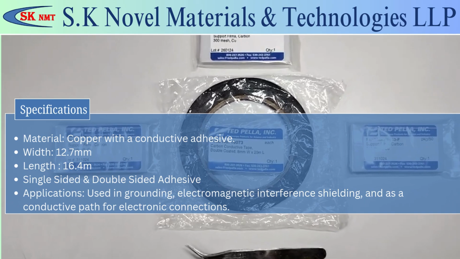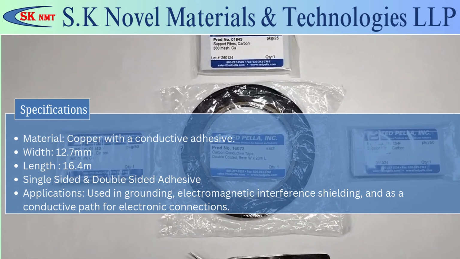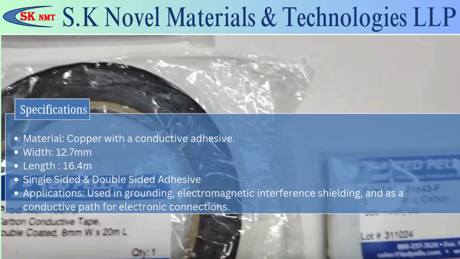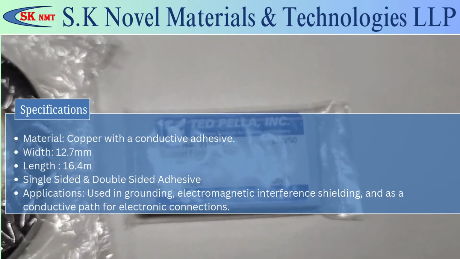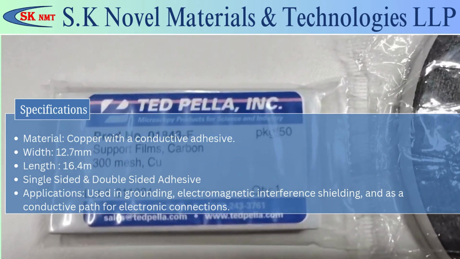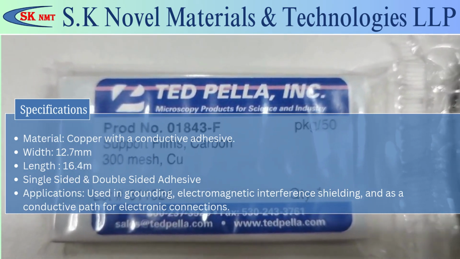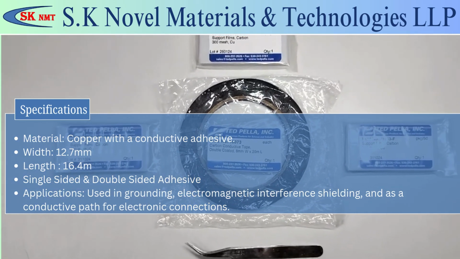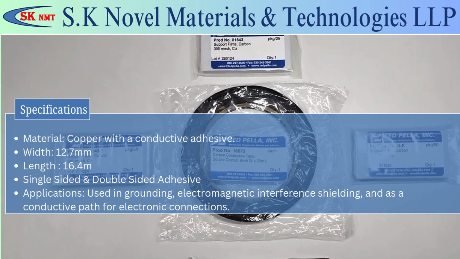Specifications. Material: copper with a conductive adhesive. Width: 12.7 millimeters. Length: 16.4 meters. Single-sided and double-sided adhesive. Applications: used in grounding, electromagnetic interference shielding, and as a conductive path for electronic connections.